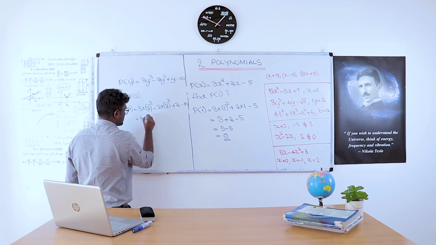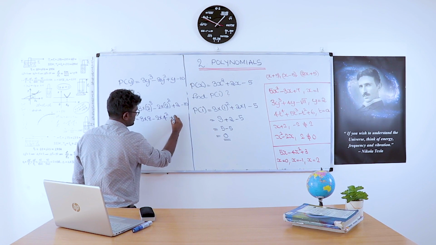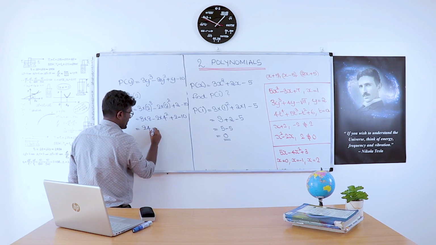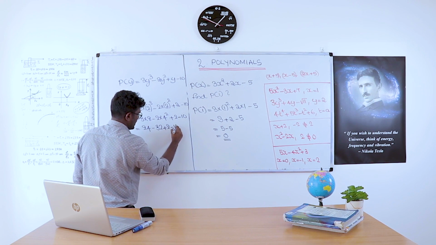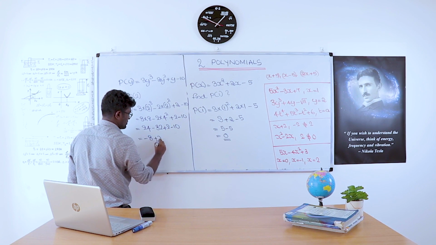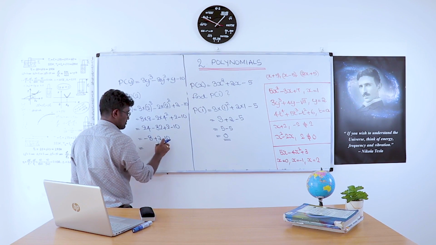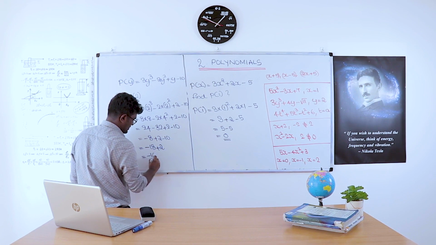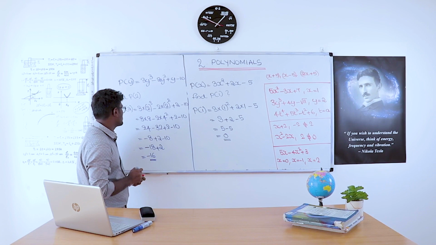So 3 into 2 cube, and 2 cube is 8, minus 2 into 2 square, which is 4, plus 2 minus 10. 3 into 8 is 24, minus 2 into 4 is 8, plus 2 minus 10. 24 minus 8 is 16, plus 2 minus 10, so minus 8 plus 2 minus 10. Minus 18 plus 2 is equal to minus 16. So the value is minus 16.